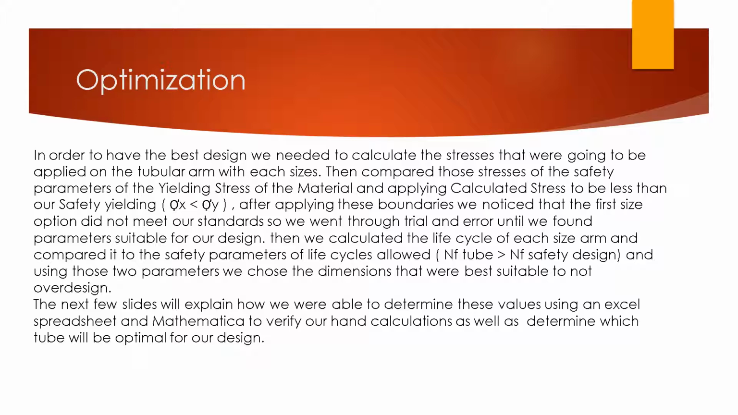Then we calculated the life cycle of each size arm and compared it to the safety parameters of life cycles allowed, which is NF to be greater than NF safety design. And using those two parameters, we chose the dimensions that were best suitable to not over design. And the next few slides will explain how we were able to determine these values using an Excel spreadsheet and Mathematica to verify our hand calculations, as well as determine which two will be optimal for our design.